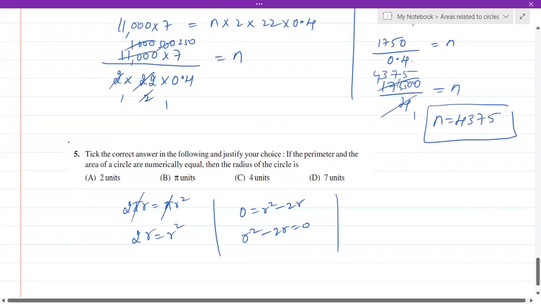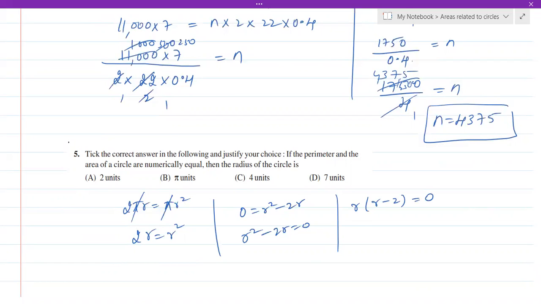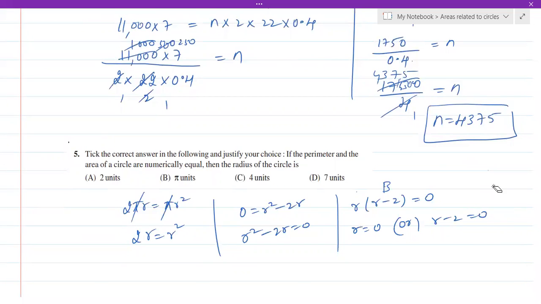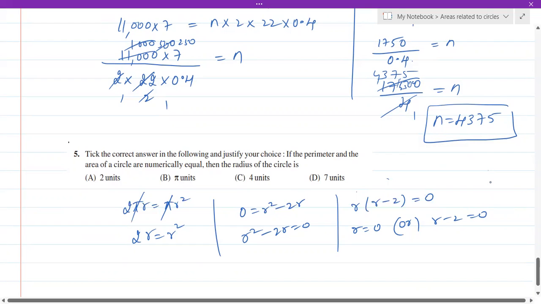Here you can take r common. So you will be left with r into (r minus 2) is equal to 0. If the product of two things is 0, then individually r is equal to 0 or r minus 2 is equal to 0. If a into b is equal to 0, either a should be 0 or b should be 0. If you are multiplying two numbers and getting the answer as 0, then obviously one should be 0, right? Out of the two, any one should be 0. The same logic: this is like a and this is like b. You're multiplying and getting the answer as 0. Therefore, either r should be 0 or r minus 2 should be 0.